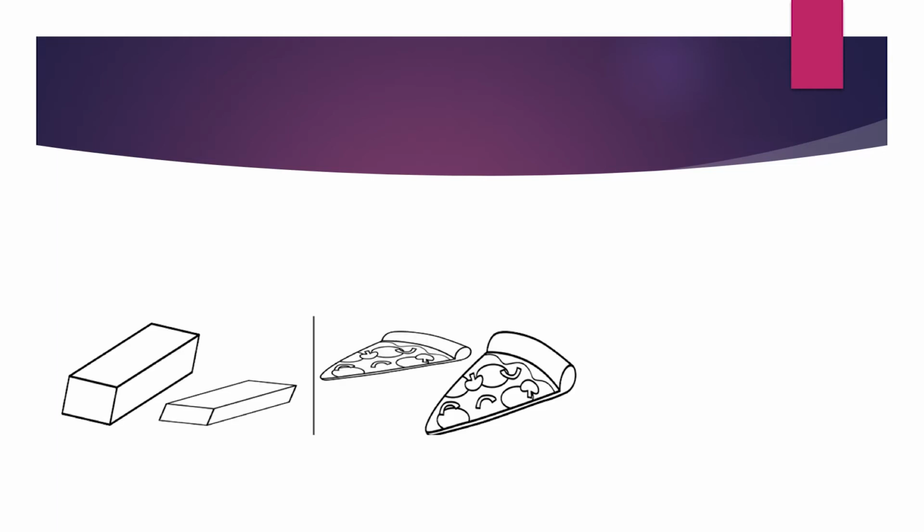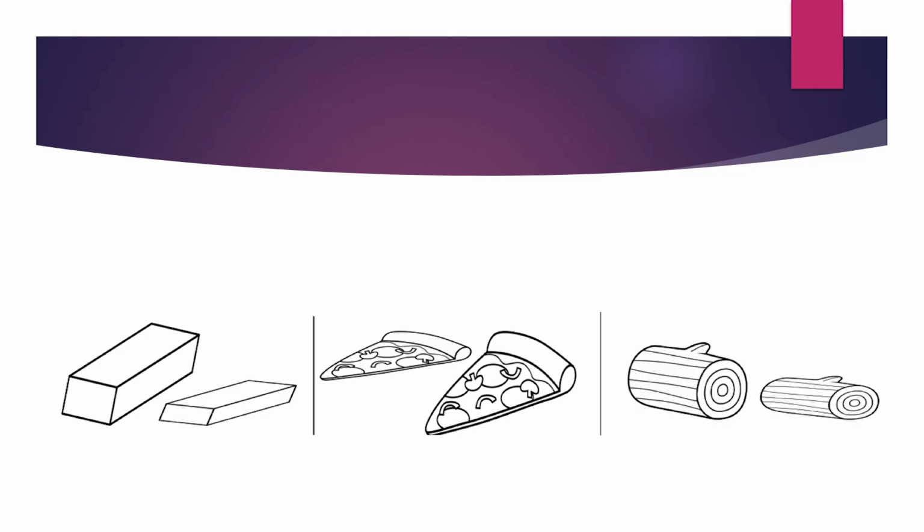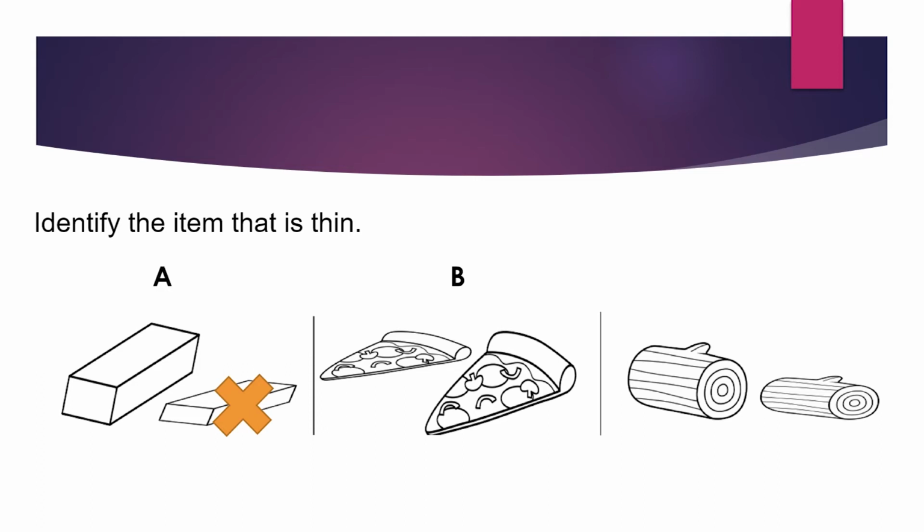How about identifying thin items? In set A, the second eraser is thin. In set B, the first slice of pizza is thin. And in set C, the second log is thin. Great job, boys and girls.